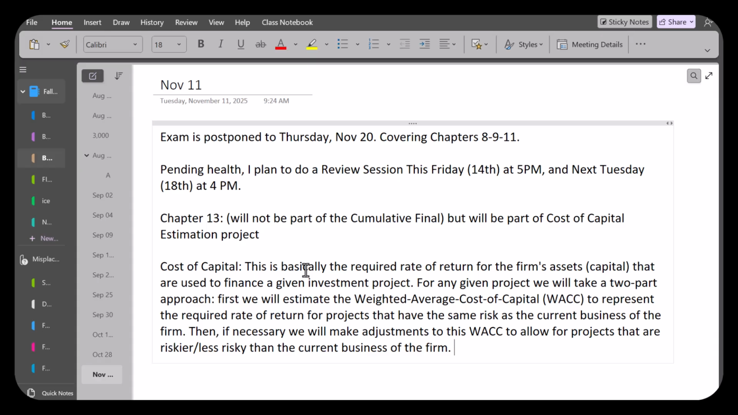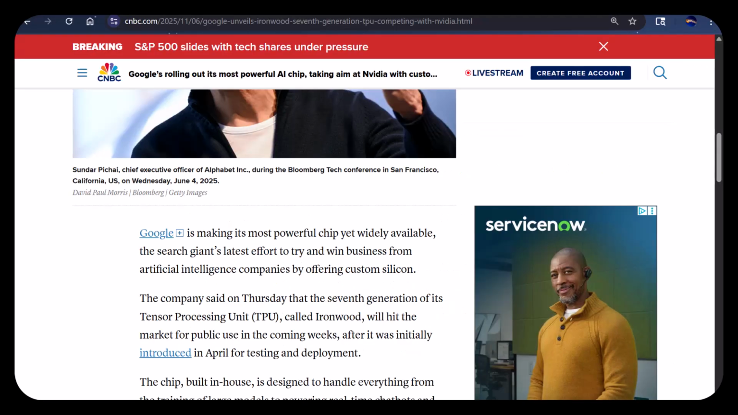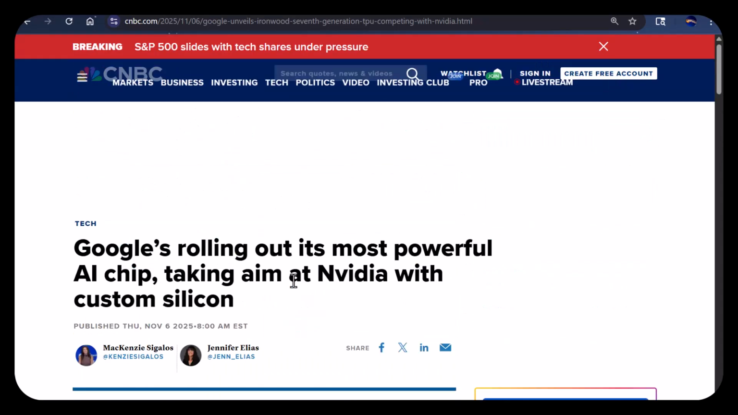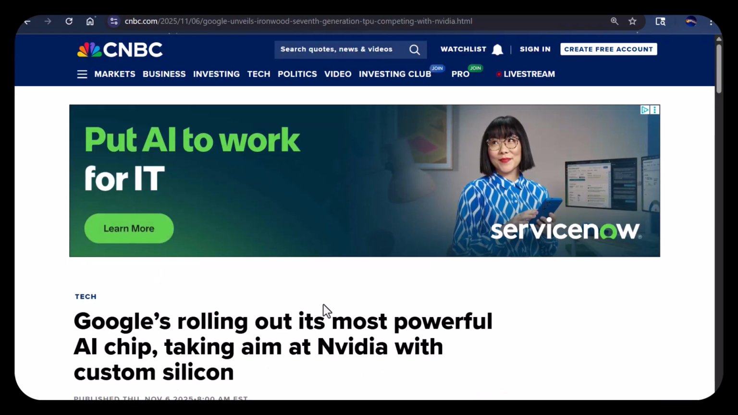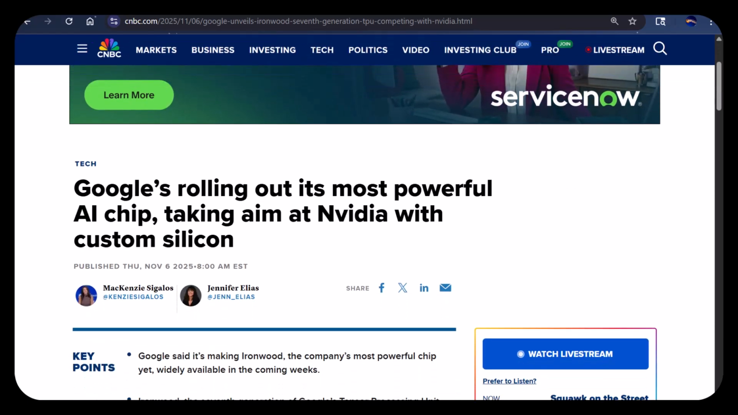For example, I just read today that Google is rolling out a new kind of AI chip, okay? Which means that essentially they're putting pieces in place to compete against NVIDIA's AI chips. So if I'm evaluating this project to see whether or not it's profitable for the company, I cannot use a required rate of return for Google's existing business.